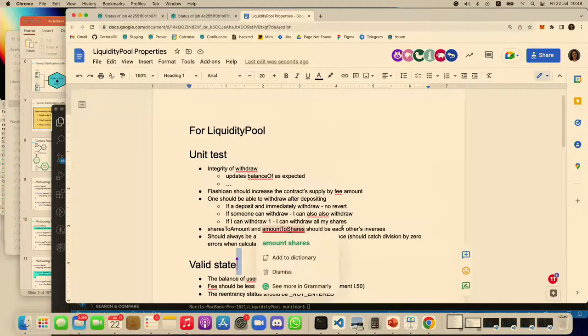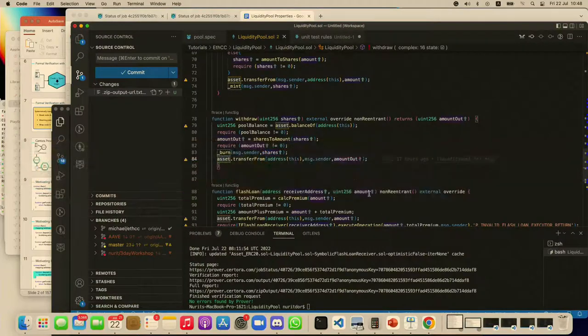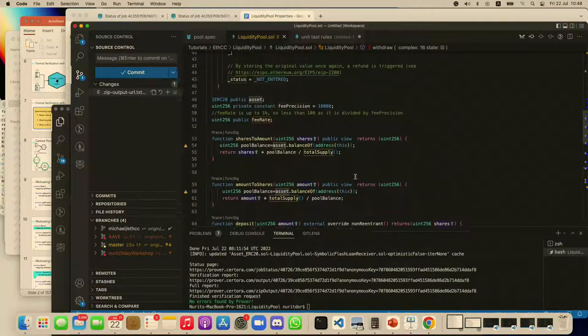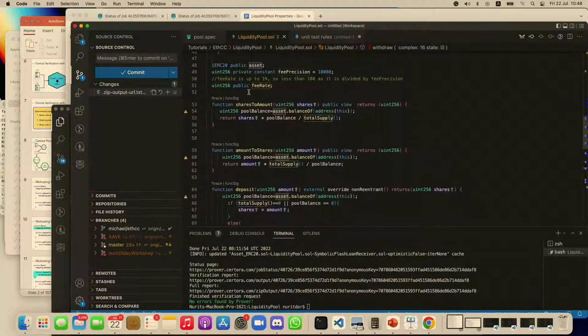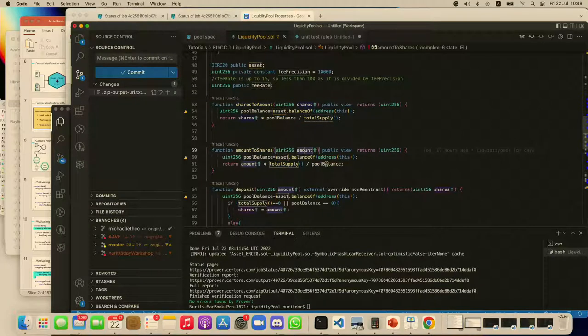Shares to amount and amount to shares should be each other's inverse. Is this always true? Should we look at the code? Is this big enough, what I'm showing? Shares to amount to shares. What do you say? If some X, I get some Y, I put the Y here, will I get back the same X? Right? What happens with these?